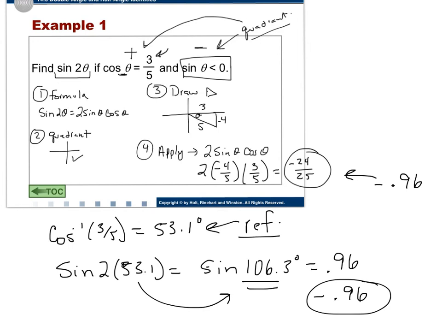I just wanted to do a quick check that it's the same value. So we know that's exactly what we're finding. We're just finding sine of 106.3 degrees. We don't know the angle measurement, so we use the trig ratio.